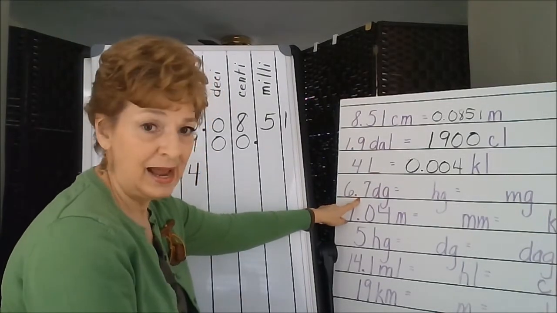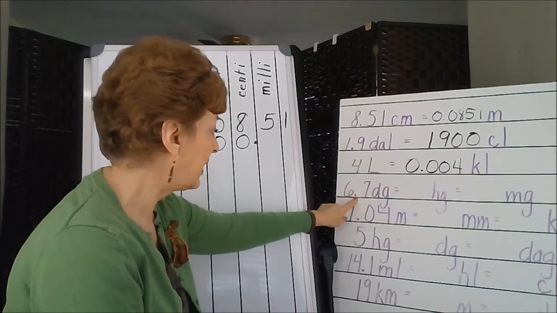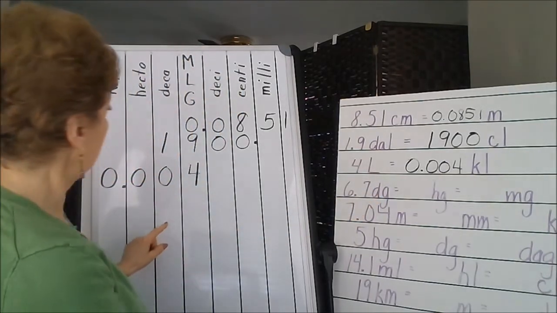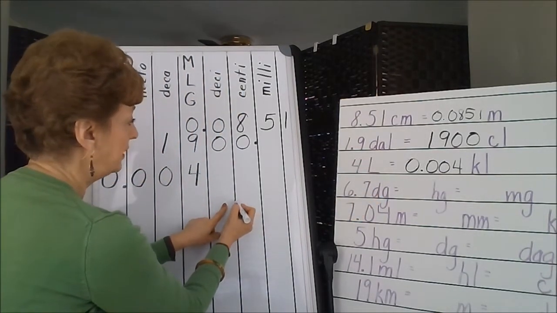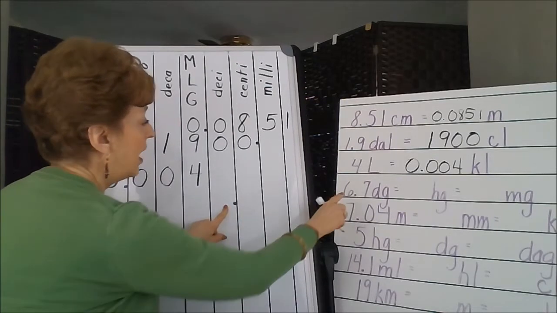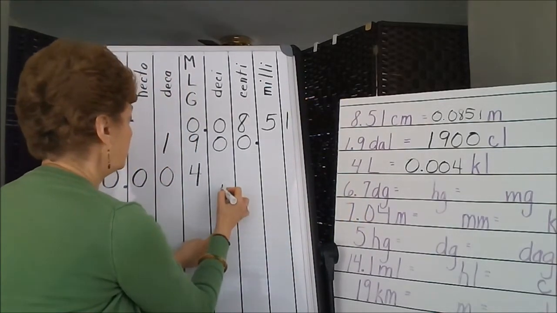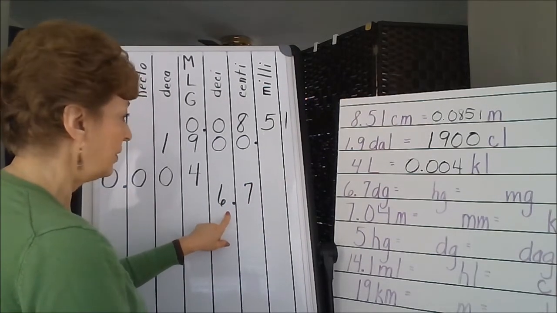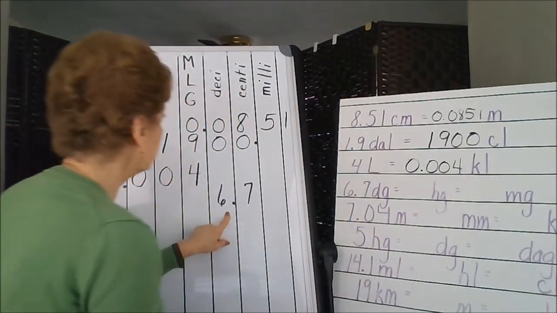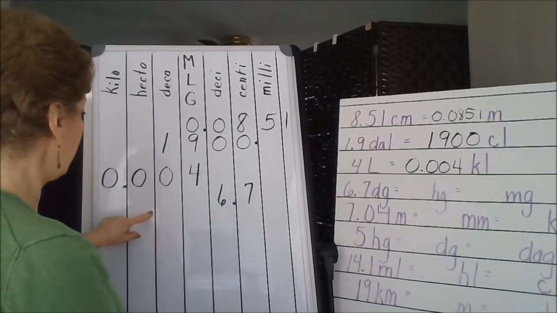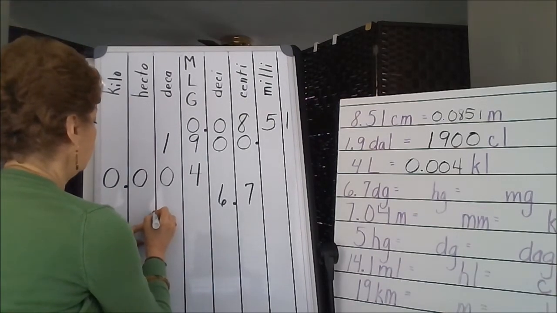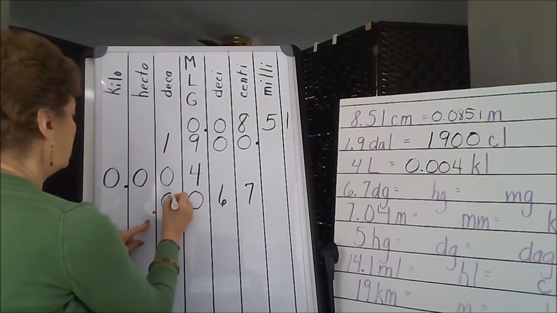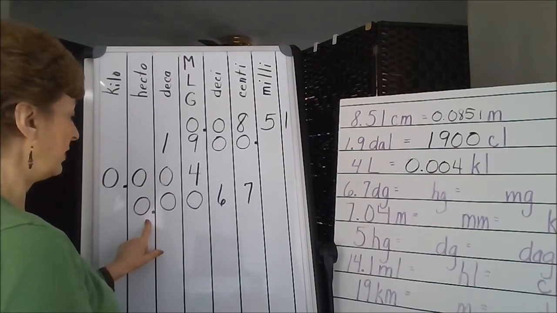This problem has a decimal point in it. So we're going to place it in the column that is labeled. This is a decigram. So we're going to come over to our deci column, place our decimal point, copy the number around it, 6.7. All right, in this case, we're going to change it to hectograms. Hectograms is here, hecto. Remove the decimal point, fill in the columns with zeros. That's the equivalent.